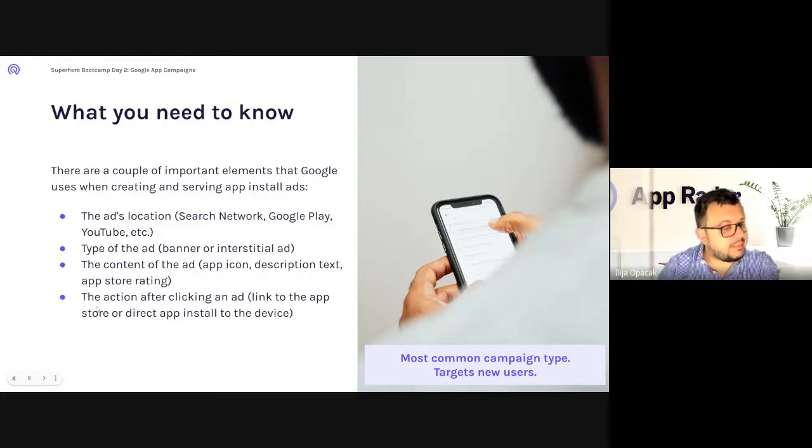And the 4th step is the action after clicking an ad. Option number 1: you click on an ad, and this click leads you to your store listing where you can actually install the application. But you also have the possibility that your click leads directly to the download. So that's the 4th and last step that you need to know about Google install campaigns.